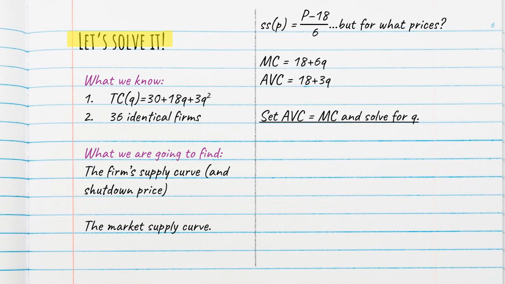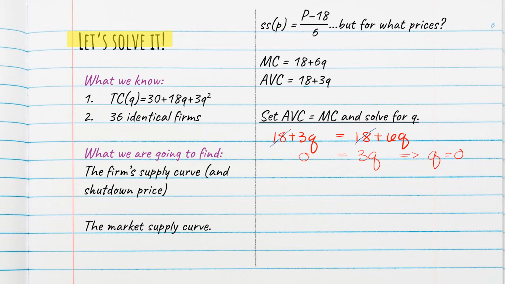To do that, we're going to set average variable cost equal to marginal cost and solve for Q. So I have 18 plus 3Q is equal to 18 plus 6Q. Taking a look at this equation, the 18s cancel, and I'm left with 3Q equals 6Q, or if you prefer, you can subtract 3Q from both sides, and you can say 0 is equal to 3Q. Yes, 6Q minus 3Q is 3Q. Well, this doesn't make any sense unless there's only one Q that makes this true, and that's Q equals 0.